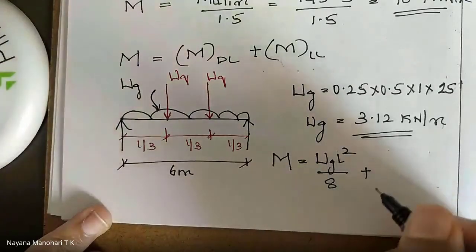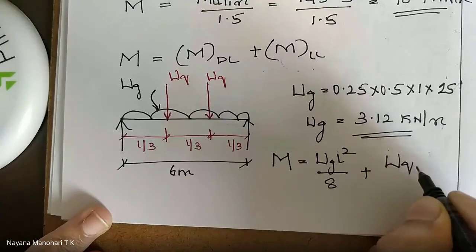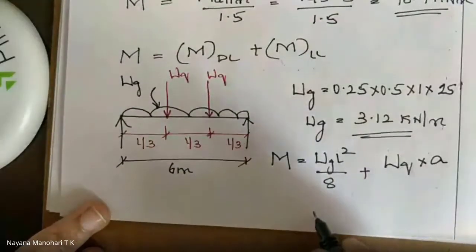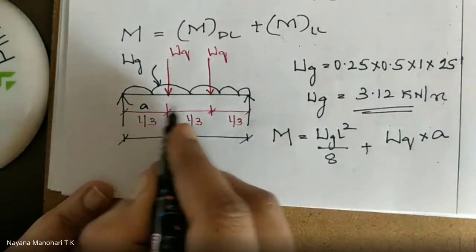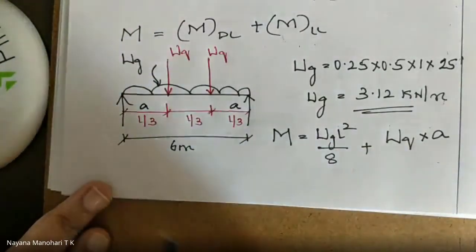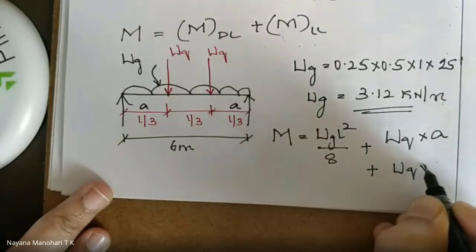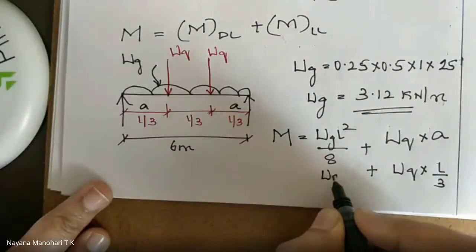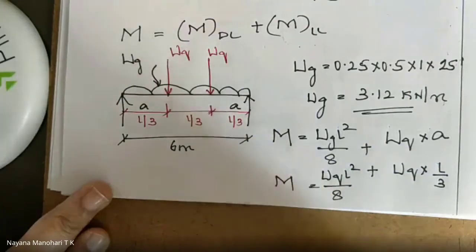The formula is given by the standard formula, that is WQ into A value. You know the formula. A is nothing but what? This is A value and this is also A value. A is nothing but here L by 3. Substitute that. WQ into L by 3 value, plus WG L square divided by 8. This is your M value.